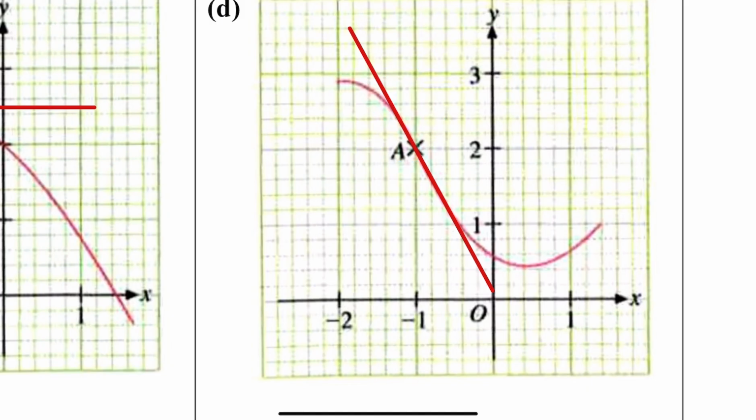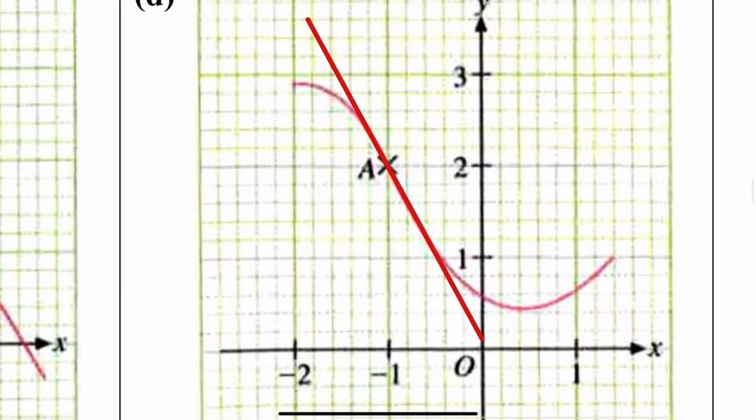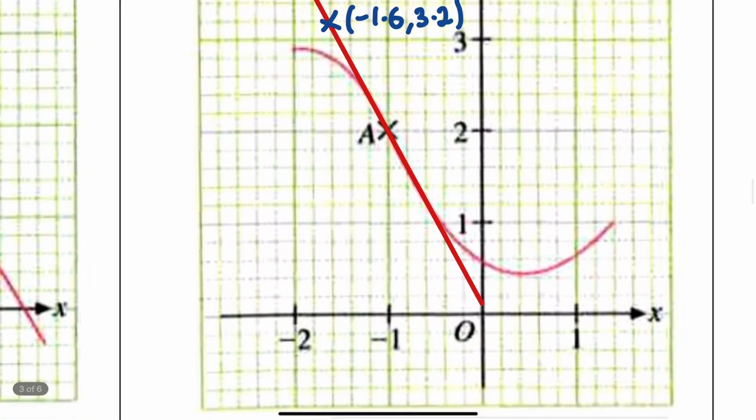So over here, once I draw the tangent, then I'll choose two nice points along this line. Let's say I have maybe about this point here. This is negative 1.6, comma 3.2. And let's say I choose, cannot really see, but maybe I choose this point here. Maybe this point, I cannot really see, but this is negative 0.4, comma 0.8.